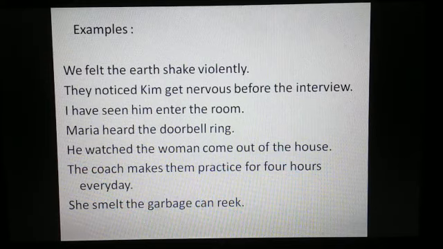She smelt the garbage can reek. She is the subject. Smelt is the verb. The garbage can is the object, and reek is the base form of the verb, or the bare infinitive. I hope it's clear to you.